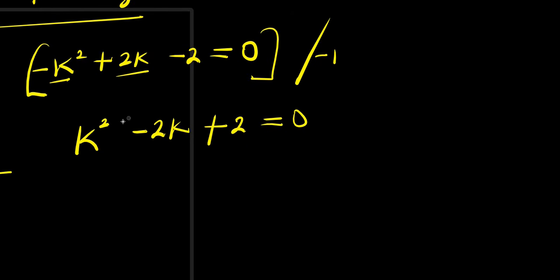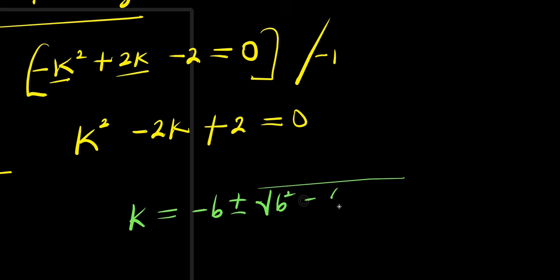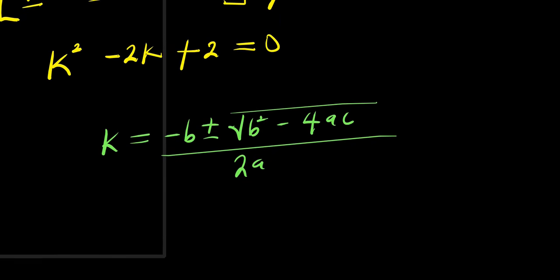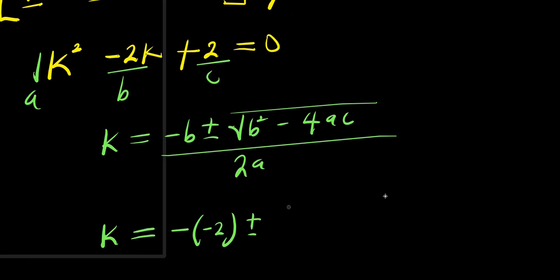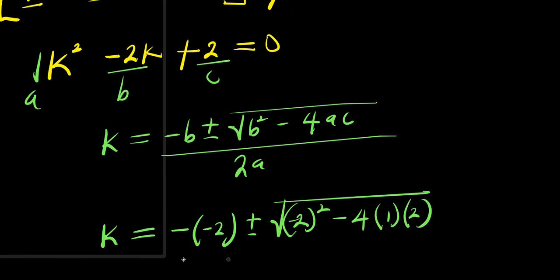So to solve this, we make use of the formula method. I write the formula in respect to k. I have k equals -b plus or minus the square root of b² minus 4ac, divided by 2a. So right now, a is the coefficient of k², b is -2, and c is 2. So I'm going to have k equals negative times -2 plus or minus the square root of (-2)² minus 4 times 1 times 2, and this is divided by 2 times 1.